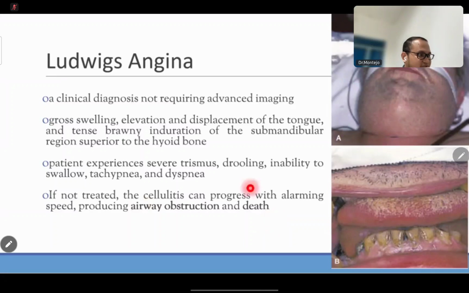Okay, so the usual presentation would be first a neglected dental infection, carried along for a while, and then a few days after, the neck becomes swollen, then fever, pain, drooling, dyspnea, trismus, and tachypnea. Then you have dyspnea already. Take note of these airway symptoms.